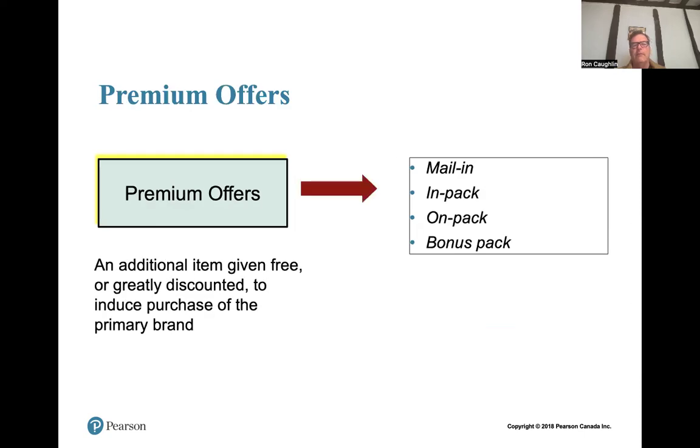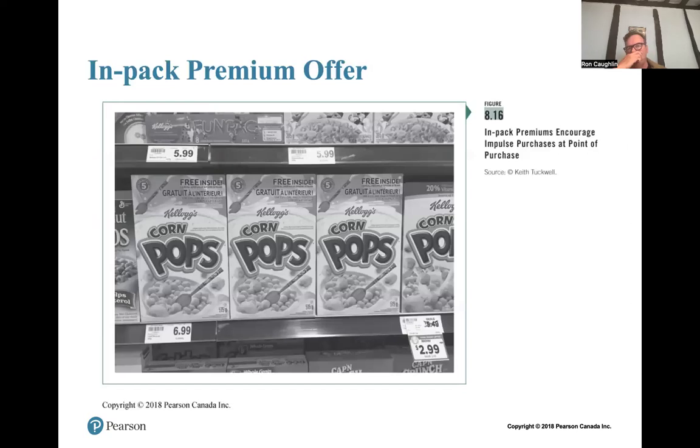Premium offers, on the other hand, include mail-ins, in-packs, on-packs, and bonus packs. It's where you have an additional item which is given away for free or greatly discounted with purchase of the primary brand. And so this is an example of a premium pack that encourages impulse purchase at point of purchase. Basically, it's an in-pack, so it's inside the box. There's a free offer inside. It encourages immediate purchase at the store, regardless of price, if you can see here.